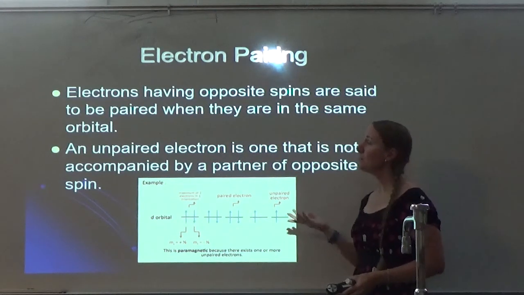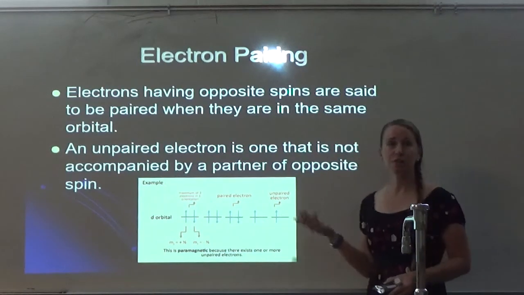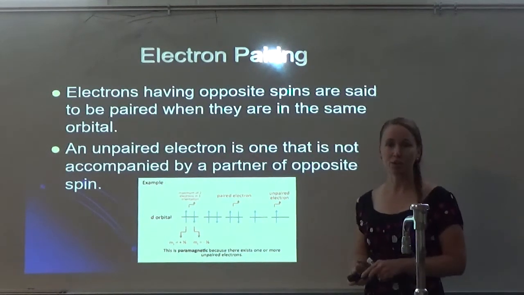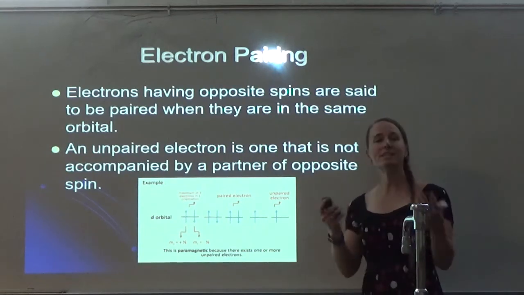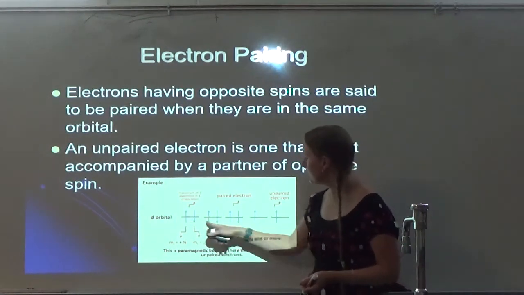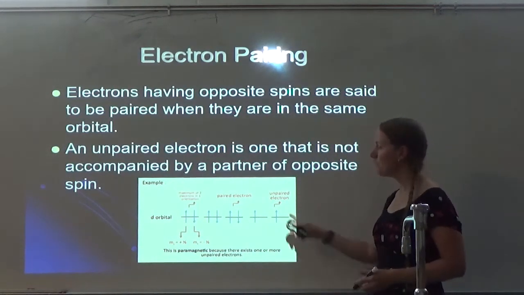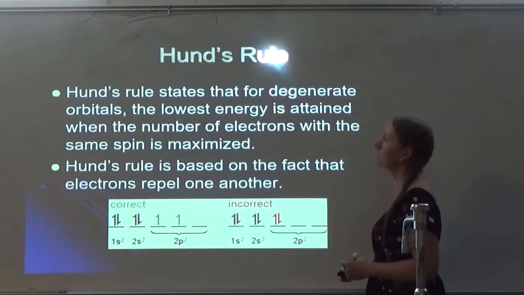So when you're asked about paired versus unpaired electrons, drawing the arrow configuration is more helpful than doing standard. Because in standard, you wouldn't actually see the orbitals, you'd just see the power. You would just see d with the power of 2, 4, 8. So you would have no idea. So whenever you're asked about paired and unpaired, always do arrow configuration.